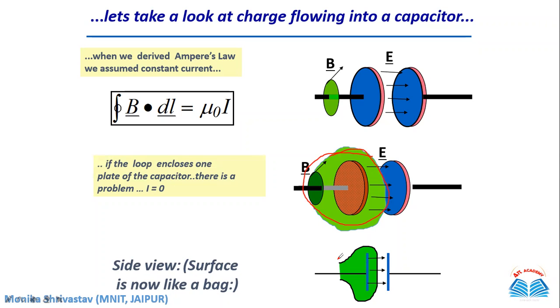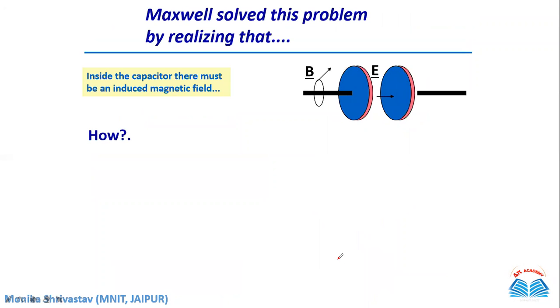To resolve this problem, what did Maxwell do? Maxwell solved this problem by realizing that inside the capacitor there must be an induced magnetic field, here in this gap between these two parallel plates. There is a gap now. So inside the capacitor there must be an induced magnetic field. Maxwell hypothesized this and Maxwell wrote an article.